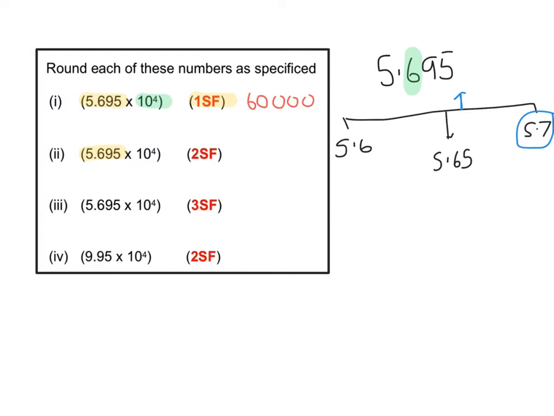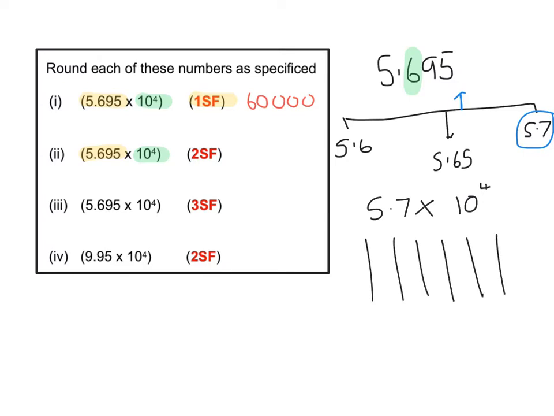So let's bring back the 10 to the power of 4 now. So it's 5.7 times 10 to the power of 4. Get my place value table. And we've got 5.7 and it's moving 4 spaces in the place value table. 1, 2, 3, 4. So the 5 is going to go there and the 7 is going to go immediately after it. And I fill in the zeros until I get back to the decimal point. Remember, the decimal point never moves. So my answer for this one is 57,000.